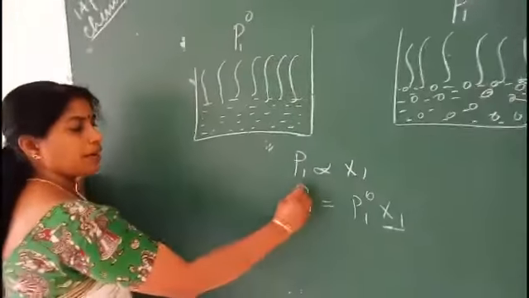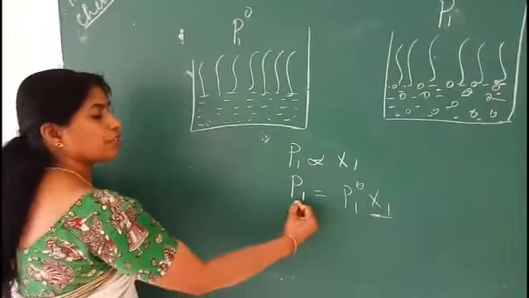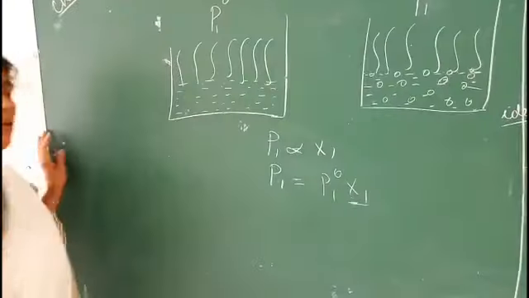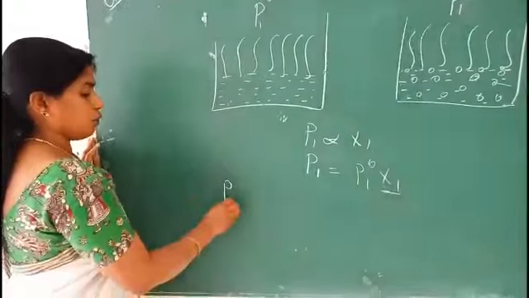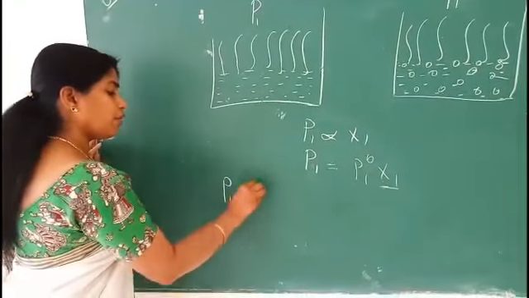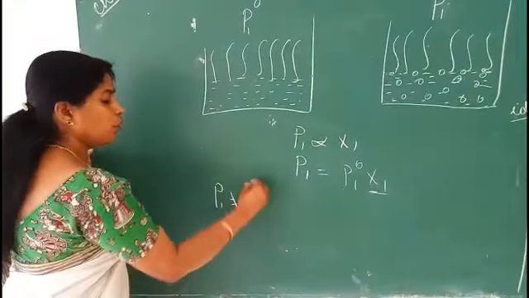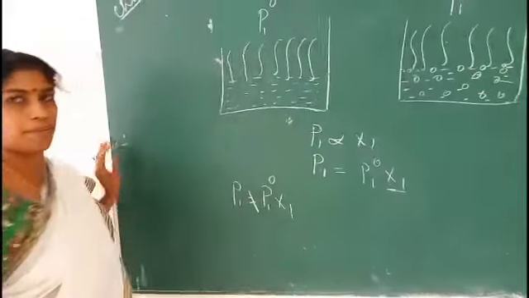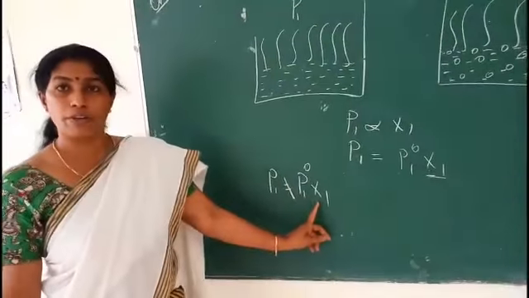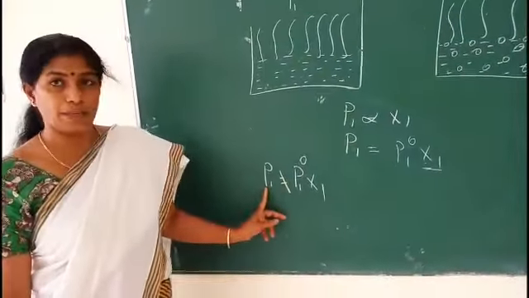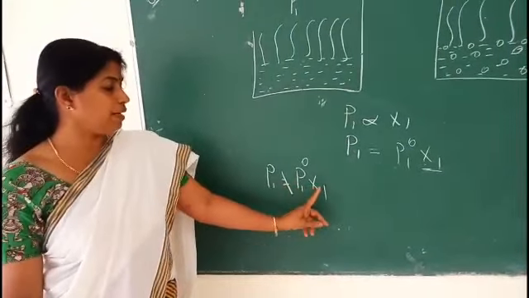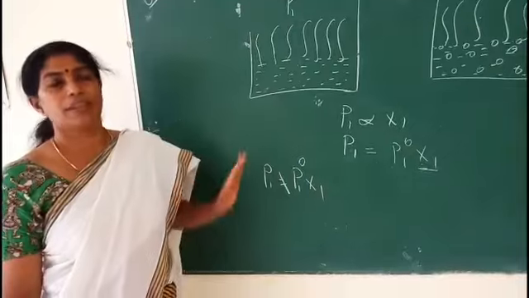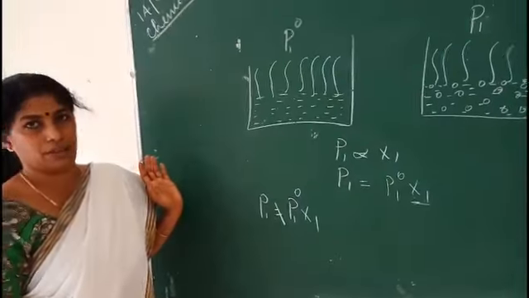We said for an ideal solution, P1 will always be equal to P1 naught x1. But if it is a non-ideal solution, then P1 will not be equal to P1 naught x1. P1 can be greater or P1 can be less than P1 naught x1. Then that is called negative deviation.